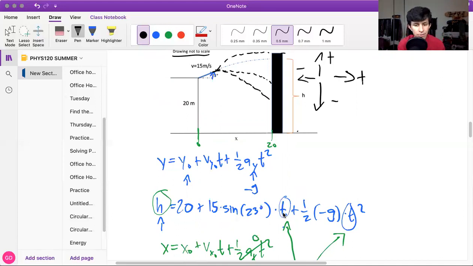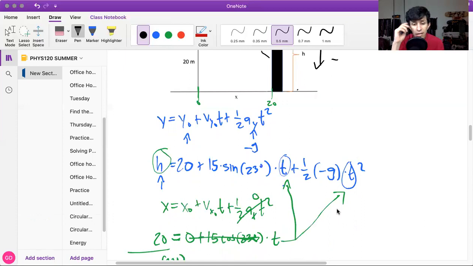But we don't know the time, so we leave that like that. And then we have the 1/2 and negative g, which is negative 9.8 times t squared. So what you can see is, in order to find the height, we need to find the t. So that means we need the other equation. Why did I use this equation?